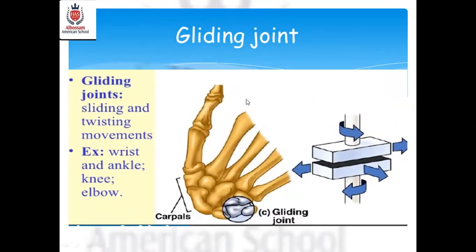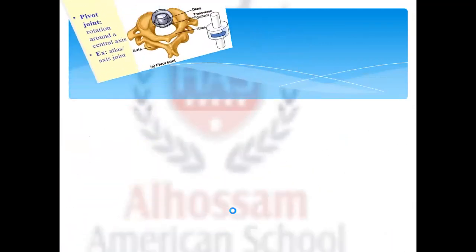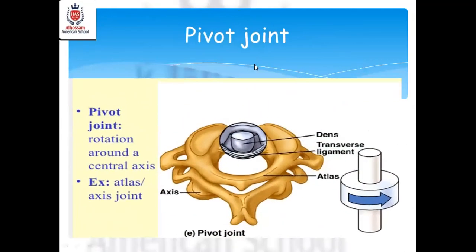If you look at this picture, we will begin with the gliding joints. Gliding joints are like the joints in between bones in our wrist and ankle, okay? They are like this picture. Their range of movement is sliding and twisting movement. They slide over each other like this, and sometimes can twist around their axis. So this is the range of movement for a gliding joint. Where can I find it? In the wrist and ankle.